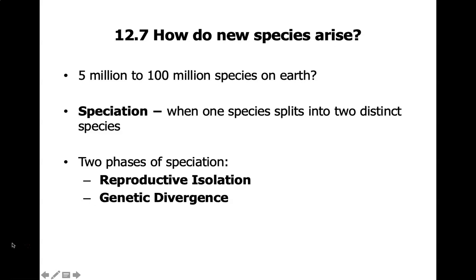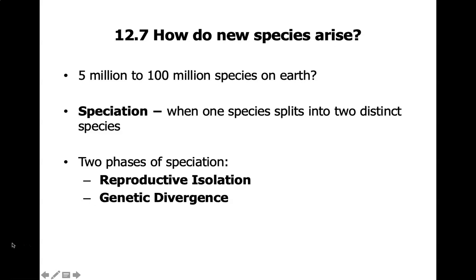But how do we decide when something becomes a new species? Now, becoming a new species is a process called speciation. Speciation is just the process by which one species splits into two distinct species. And then, of course, each of those species could later split into other species. And then we have the beginnings of Darwin's tree of life, where we have groups splitting off and becoming new species.